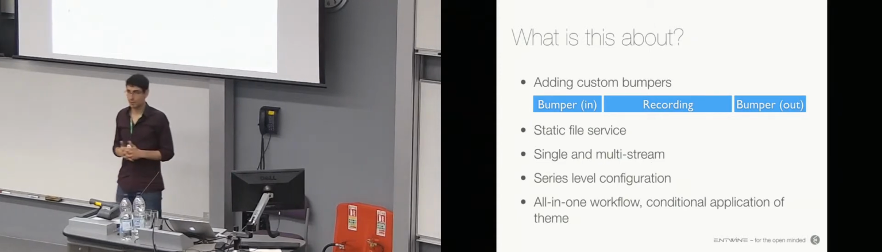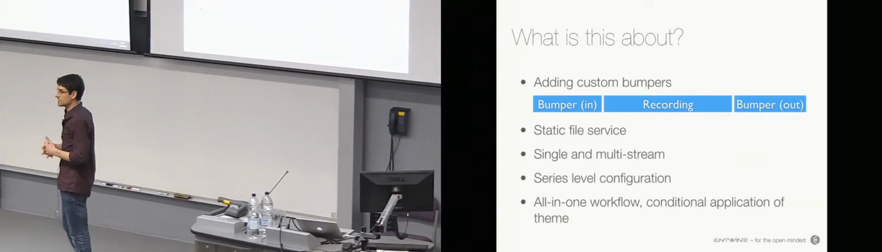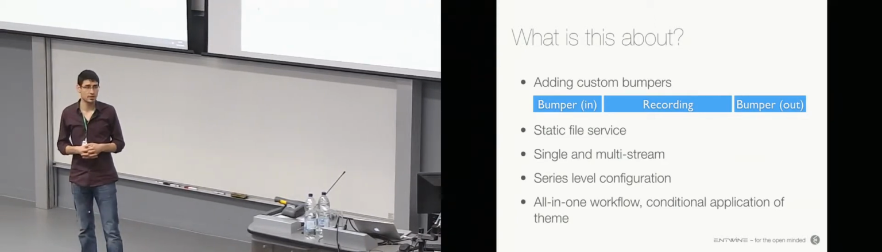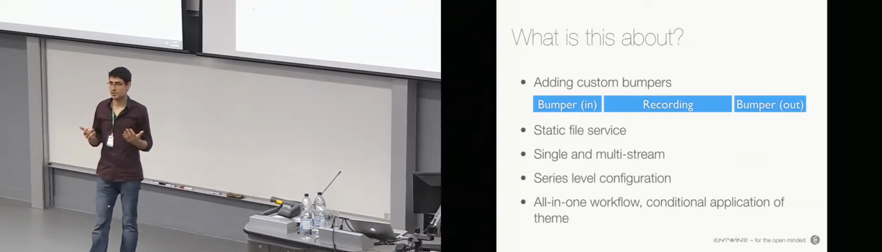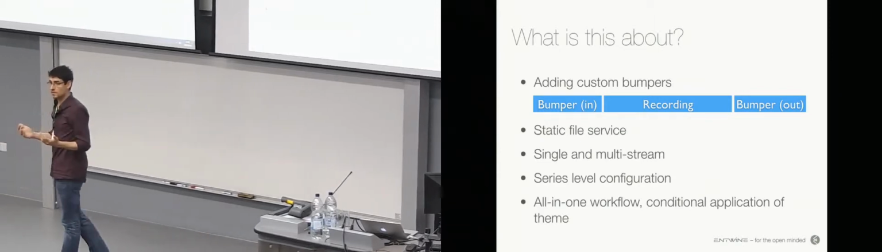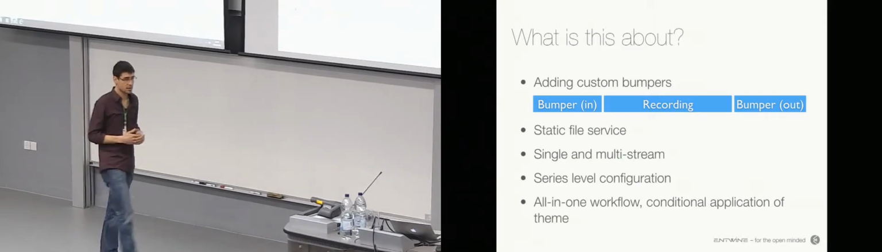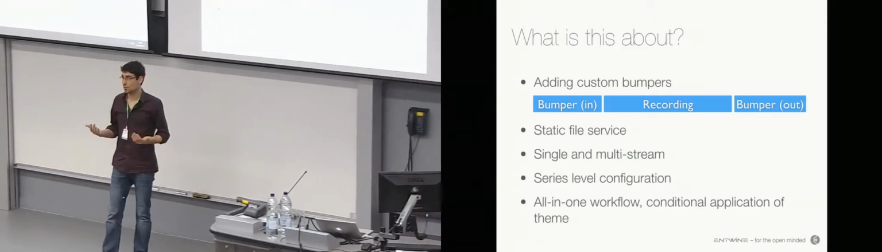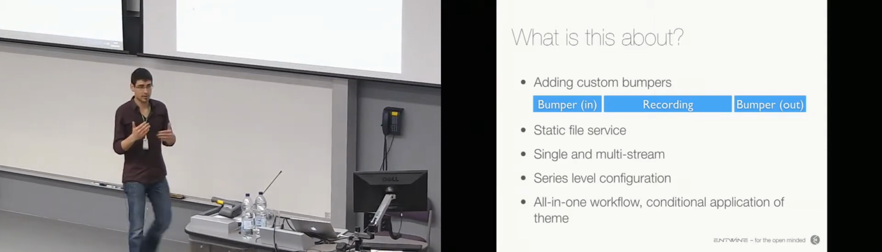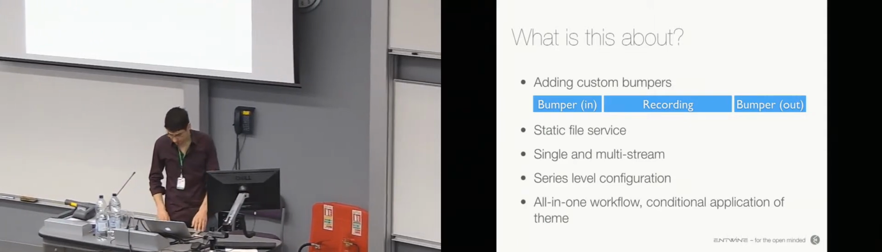Also, the all-in-one workflow that we have prepared and that we are actually using on our demo infrastructure automatically checks whether there is a theme for that series, and if it's the case, it will apply it. Otherwise, it will just skip those steps, which makes it very easy. So you need only one workflow. You don't need to create separate workflows to use the themes. I'll give you a quick demo right now.